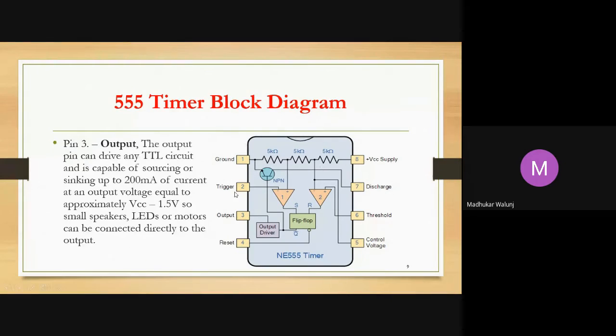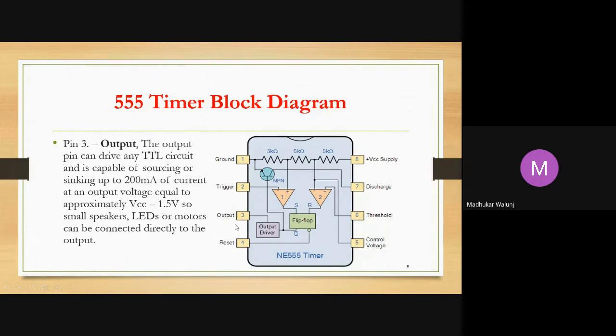Pin number 3 is the output pin, and it can drive any TTL circuit. It is capable of sourcing or sinking up to 200 milliampere of current. So we can directly connect LEDs or motors which are controlled with a 1.5 volt supply and 200 milliampere of current. We can have small speakers or LEDs connected to pin number 3.